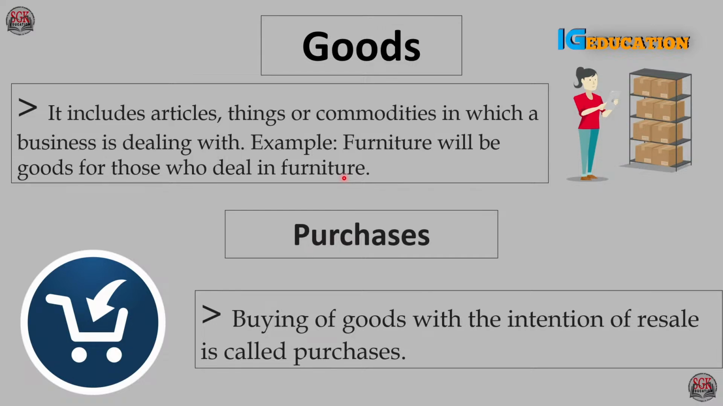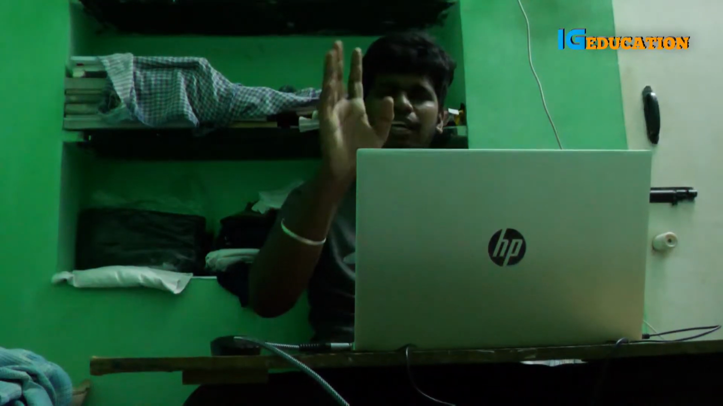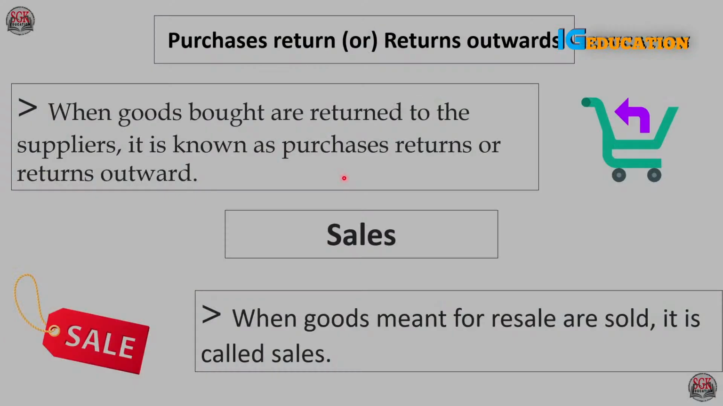Another one is purchase. It's a layman term, children. Purchase is buying anything from the producer, or the initiative of purchasing it. Another one is purchase return. You buy something, and you find it is not good. You have to return it to the shop where you purchased it. It's called purchase return. Another one is sales.